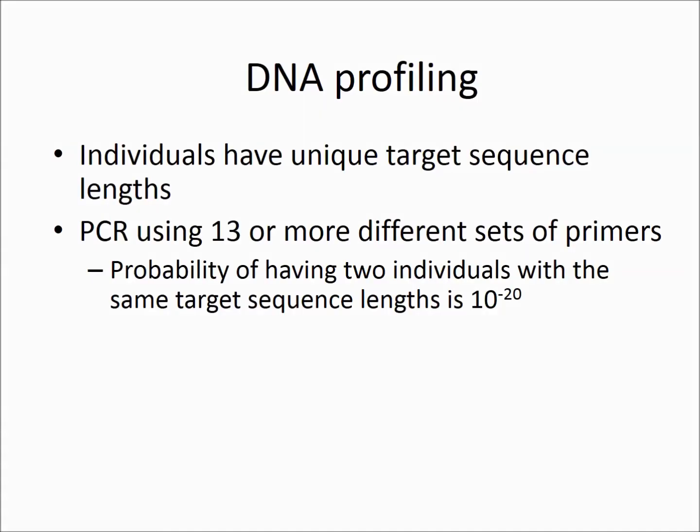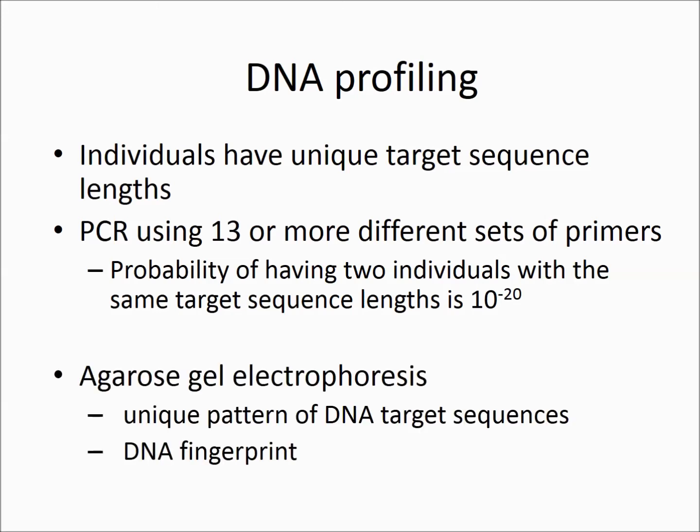Now, how are all these target sequences of different lengths analyzed and visualized? That's where we need another technique called agarose gel electrophoresis, which is always done in conjunction with PCR. This technique allows you to separate the different target sequences by size or by length and produces a unique pattern of bands, each band corresponding to a different target sequence. This pattern is called the DNA fingerprint, and each individual will have a unique DNA fingerprint.